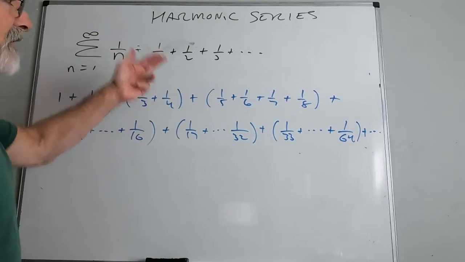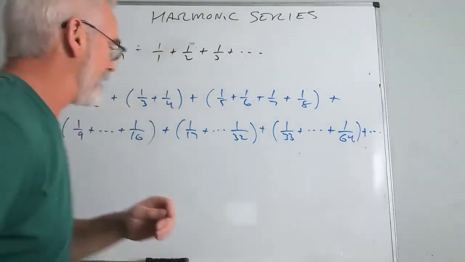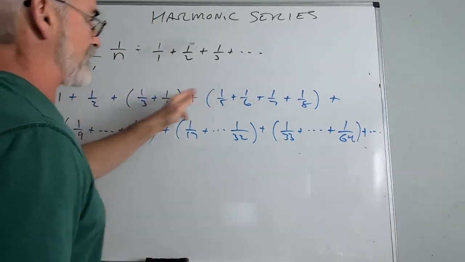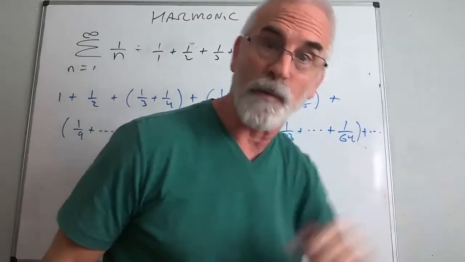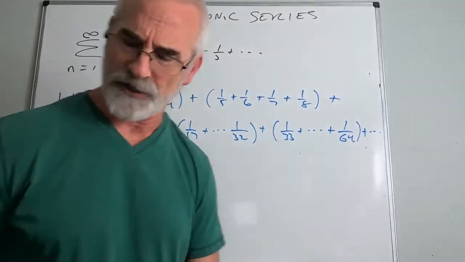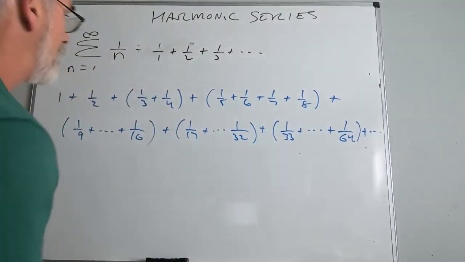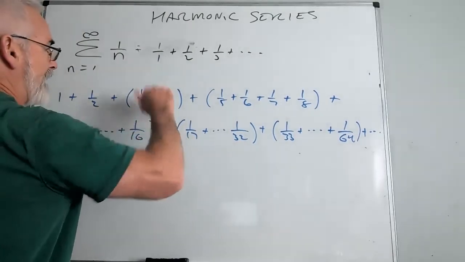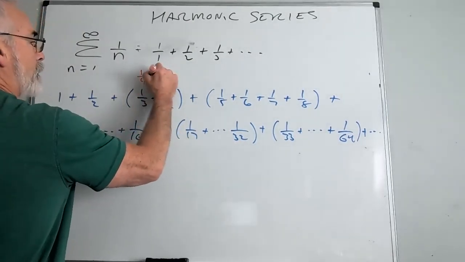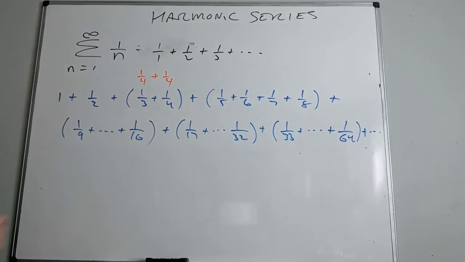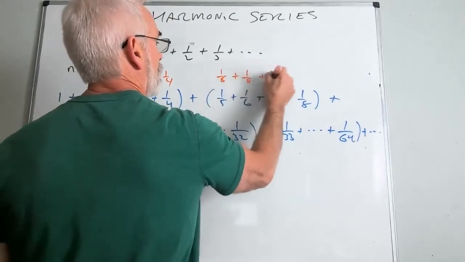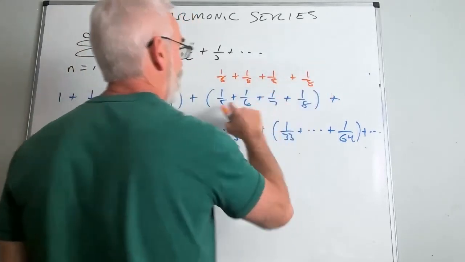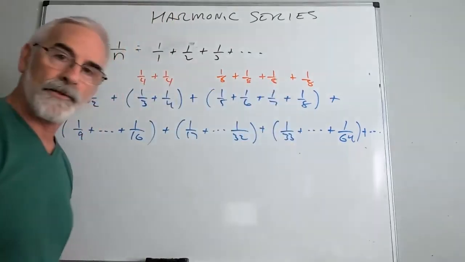But I'm going to take this and group it. And how am I going to group it? After the half, I'm going to do 2 terms, then 4 terms, then 8 terms, then 16 terms, then 32 terms, 2 to a power terms. Well, that's a strange way of grouping it. Here's why. This quantity right here is bigger than this quantity right here, because 1/3 is bigger than 1/4. This quantity is bigger than this one, because these 4 numbers are all bigger than 1/8.